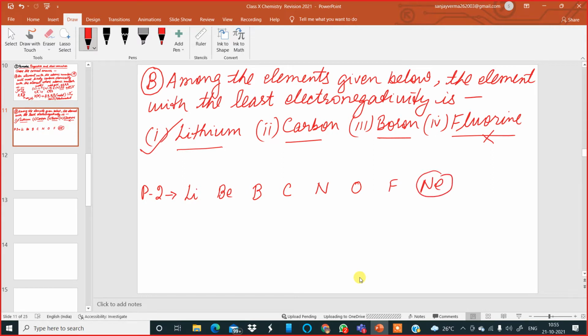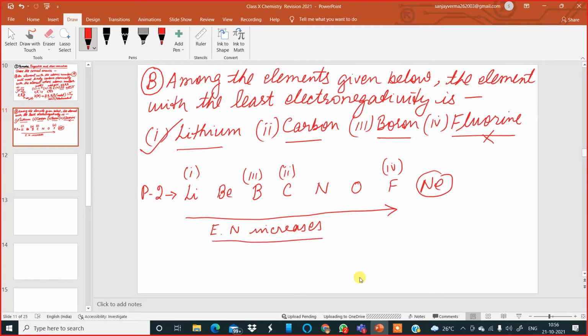Now we have learned in this chapter that on moving from left to right, what happens to the electronegativity? It increases. So here in this question, option 1 is lithium, carbon was option 2, boron was option 3, and fluorine was option 4. That is how the question has been asked. So if the electronegativity increases this way, that means the least electronegativity will be possessed by whom? By lithium. Am I clear with the reasoning also? Yes, sir.